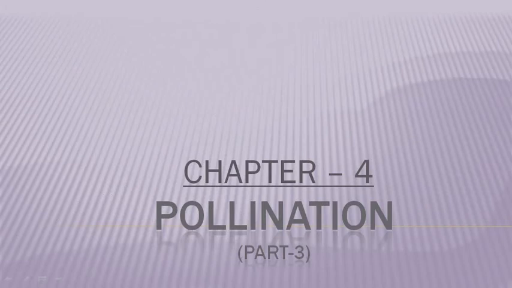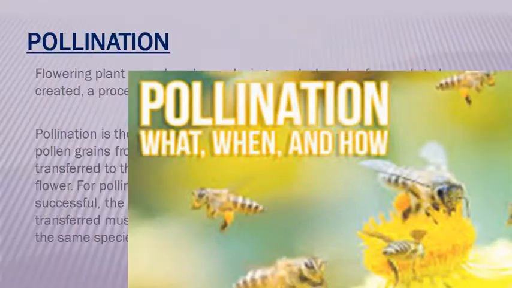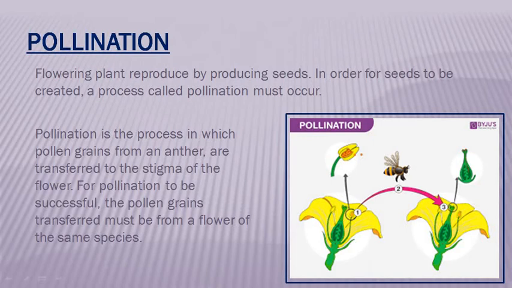Today again we will continue chapter 4, pollination. We'll study what pollination is. As you know, flowering plants reproduce by producing seeds. So in order for the seeds to be created, a process called pollination must occur.